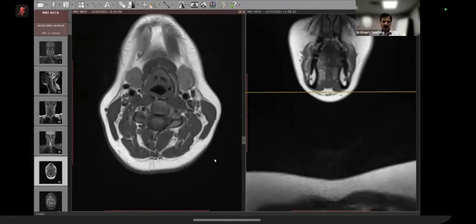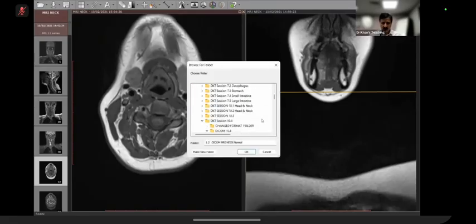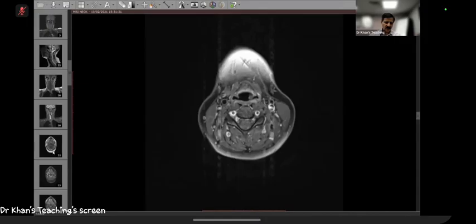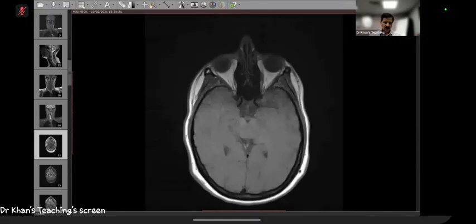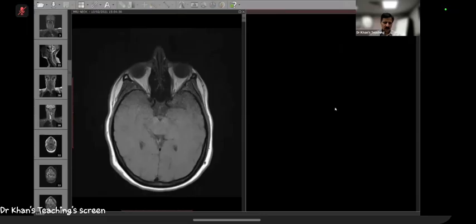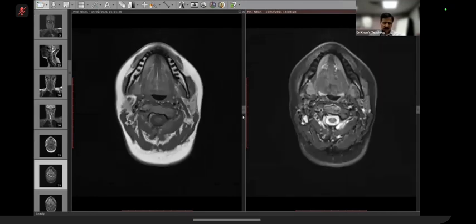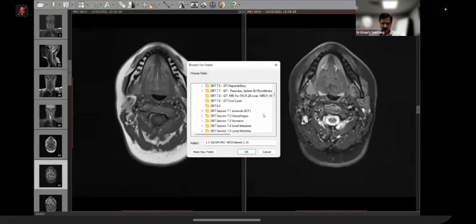Right, now I am going to show you the case which you saw as a single slide. I am going to show you as a, it is not the same case, but it is a similar case. I think I have opened the wrong case. Just 1 second, please.